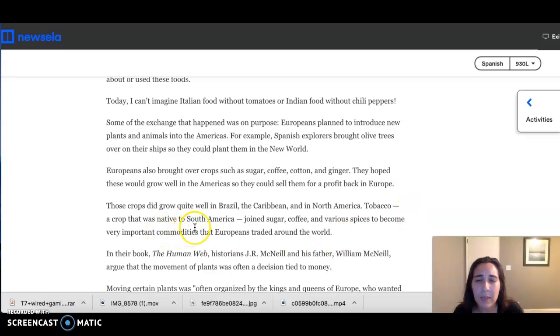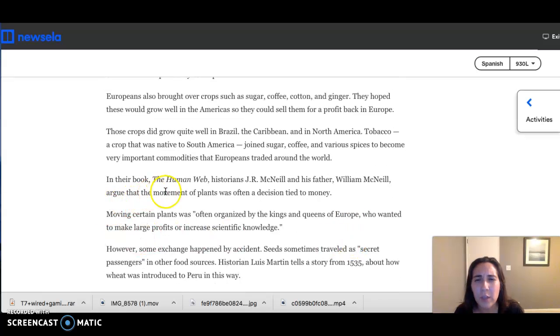Tobacco, a crop that was native to South America, joined sugar, coffee, and various spices to become very important commodities that Europeans traded around the world. In their book, The Human Web, historians J.R. McNeill and his father William McNeill argue that the movement of plants was often a decision tied to money. Moving certain plants was often organized by the kings and queens of Europe, who wanted to make large profits or increase scientific knowledge. However, some exchange happened by accident.